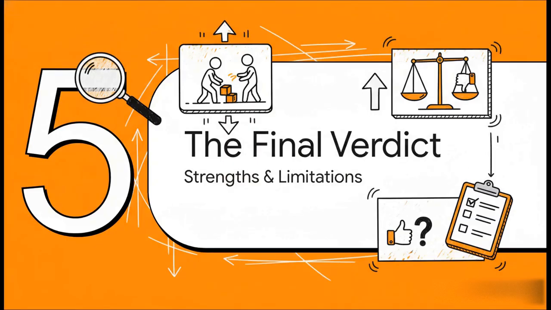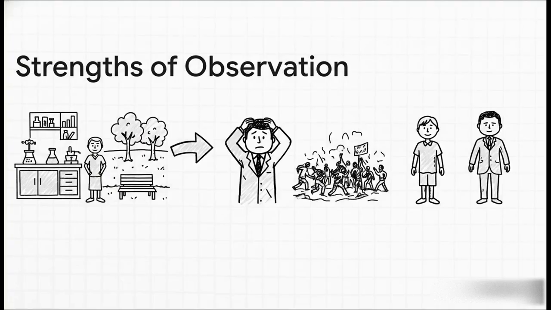No research method is perfect, right? So for those crucial evaluation marks, you need to be able to weigh up the good stuff and the bad stuff about observation. So on the plus side, observations can have fantastic external validity, especially the naturalistic ones. What you see is probably what genuinely happens in real life. They also let us investigate things that would be completely unethical to set up in a lab. You can't start a riot just to study aggression. And you get this incredibly rich, detailed picture of real human behavior.